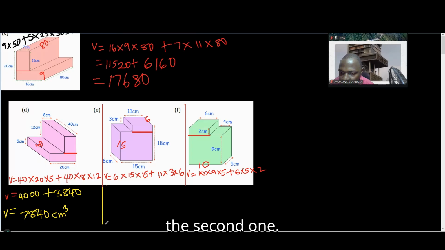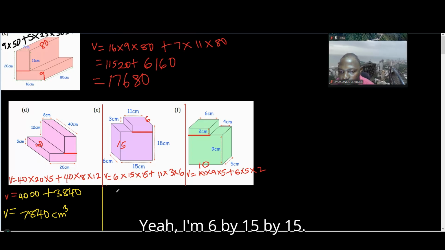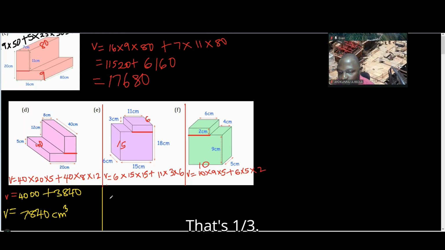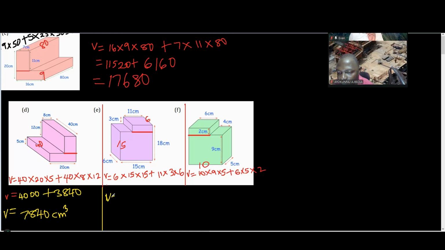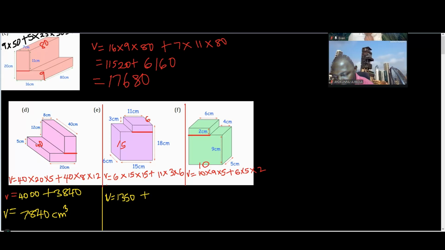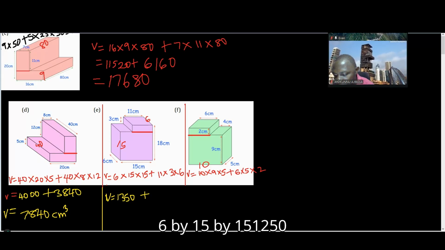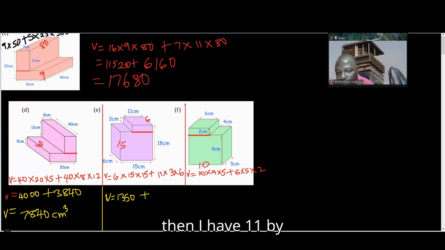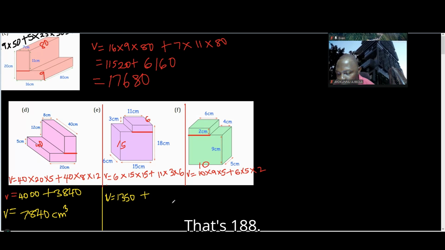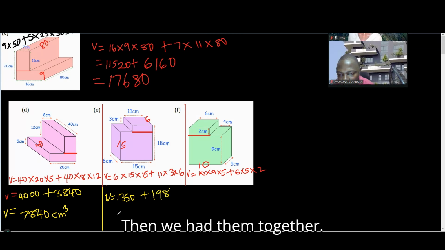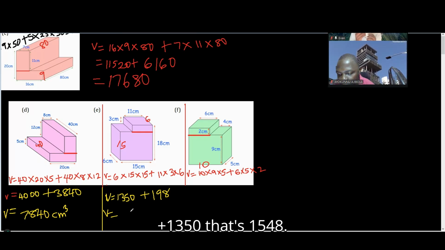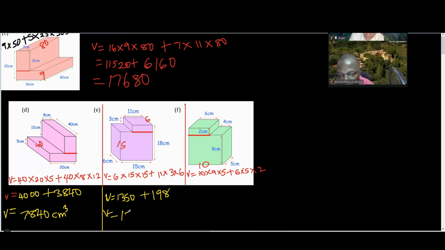And the second one, we have 6 by 15 by 15. That's 1350 plus the other side. We say 6 by 15 by 15, 1350. Then I have 11 by 3 by 6. That's 198. Then we add them together. We have this plus 1350. That's 1548.